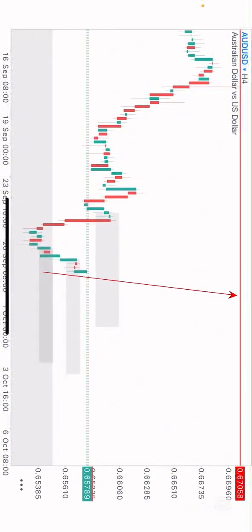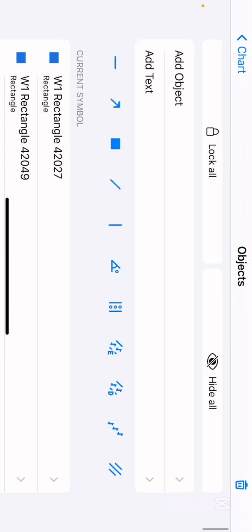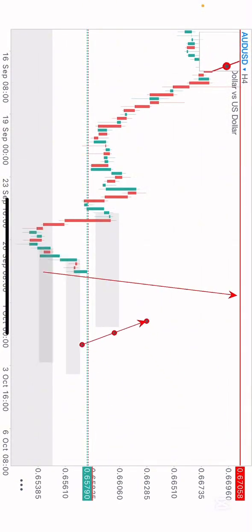And if price takes out this particular level of supply, then we are expecting that demand will start from this level to this level. So these are the two buying zones that we have for AUDUSD. So that is my take.